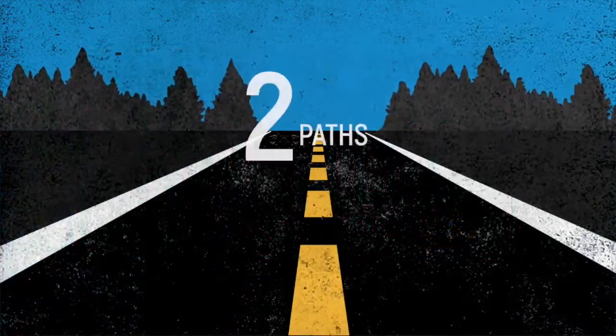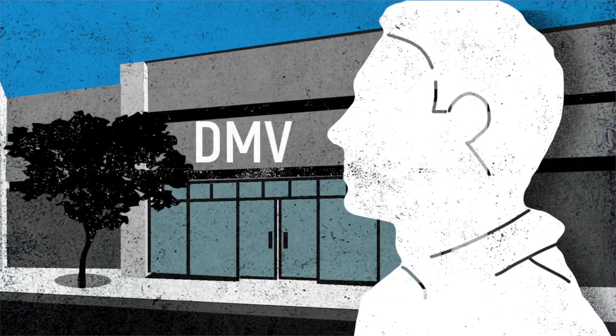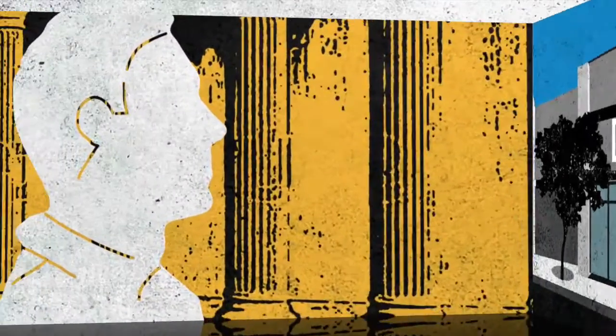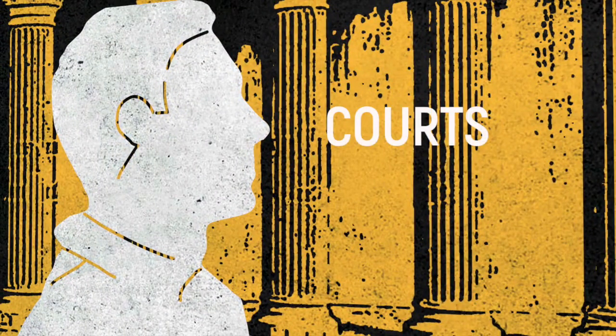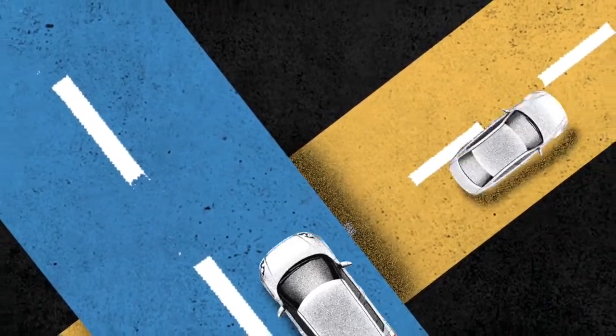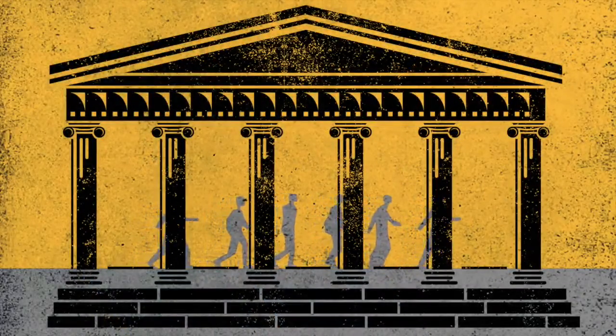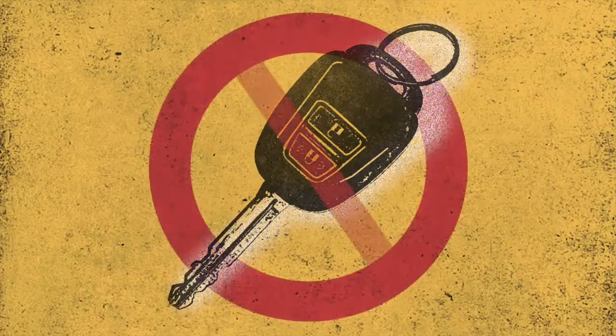Every DUI involves two paths. One with the Colorado Department of Revenue's Division of Motor Vehicles, the DMV, and one with the judicial system, the courts. It's important to remember that each path operates independently. For example, even if your court case is dismissed, you may still lose your driving privileges.